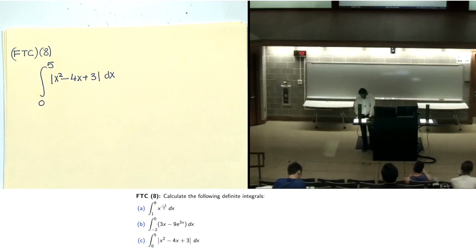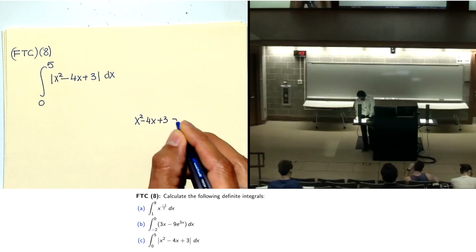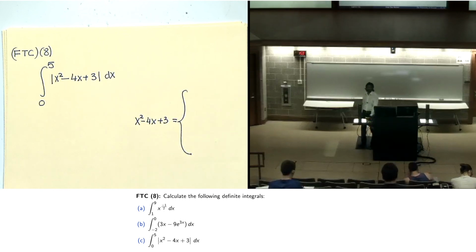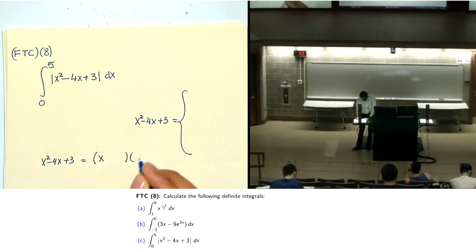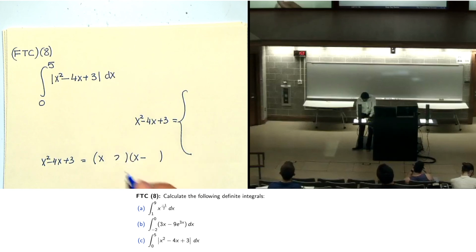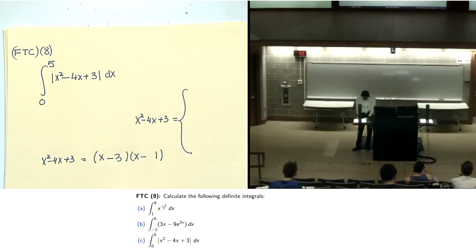First, I want to write this function as a piecewise function, x squared minus 4x plus 3. How do you do that? You do the line test again. Let's find the critical values of this function. Anyone know how to find them? It's factoring: 3 times 1, so minus 3. So one critical value is 1 and the other critical value is 3.